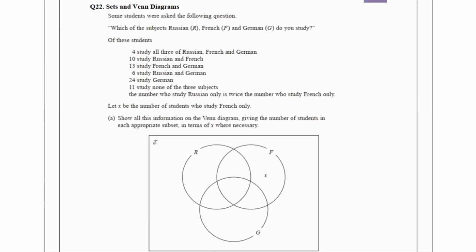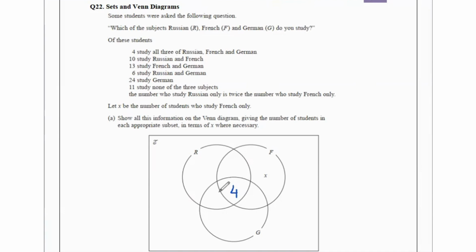Sets and Venn diagrams. For this, I chose the 3-set Venn diagram because 2-set ones are easier to solve as compared to 3-set ones. So I wanted to make sure that we go for the most weird looking questions so that if something similar comes in the test, we'll be able to easily solve it. In this case, it says some students were asked the following question: which of the subjects, Russian, French, and German, do you study? Of these students, 4 study all 3: Russian, French, and German.